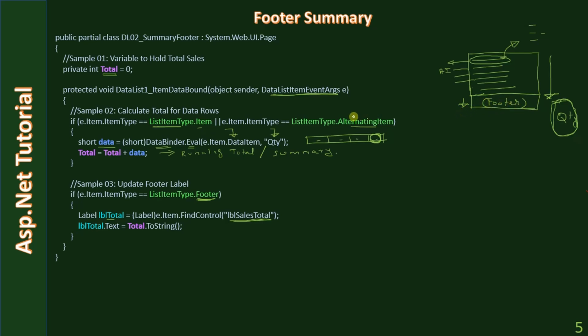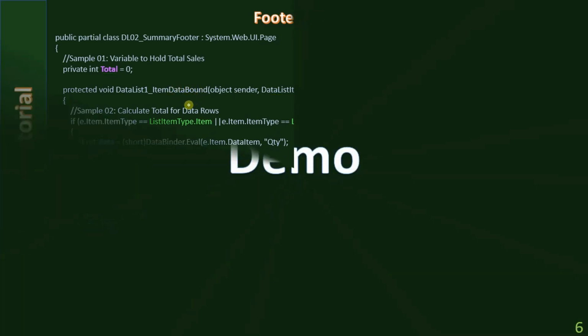So here we just explored the ItemDataBound event and how we are using it. Now let's go to the demo. We will create a new web form, then we will prepare the data source as well as the data list. Then we will prepare the item template as well as a footer template. Finally, we will implement this ItemDataBound event. So that will conclude this demo. Now let's go to the demo.